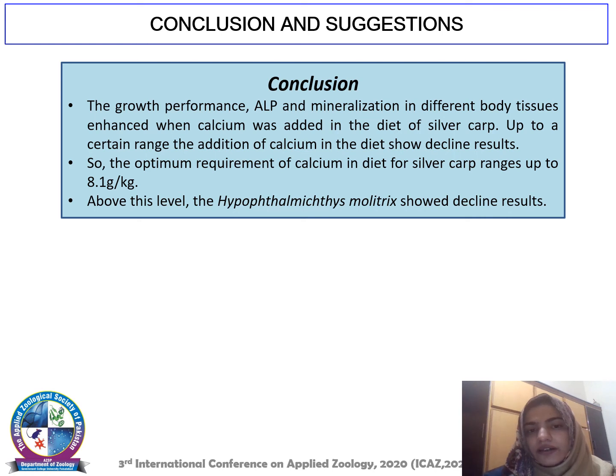Up to a certain range, the addition of calcium in the diet showed positive results, beyond which it showed declining results. So the optimum requirement of calcium in the diet for silver carp is up to 8.11 gram per kg. Above this level, Hypophthalmichthys molitrix showed declining results.